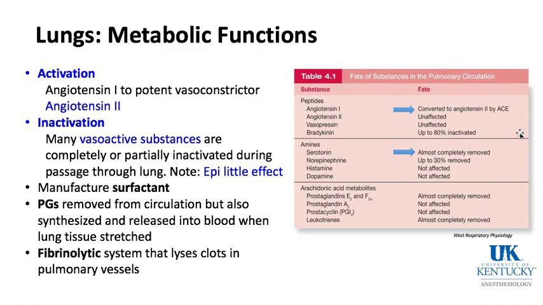The last keyword for part 1 here is lungs and their metabolic functions. The lungs obviously exchange gases, CO2 and oxygen, but they also have metabolic functions. One is the activation of angiotensin 1 to angiotensin 2. ACE inhibitors block this. They also inactivate many vasoactive substances. An example of this is serotonin.